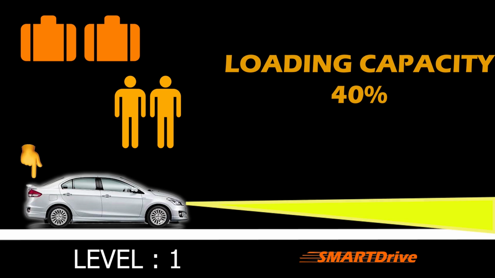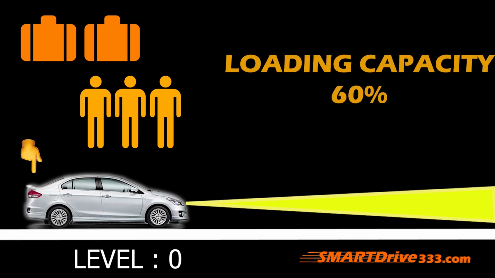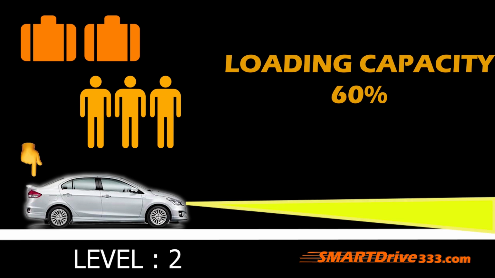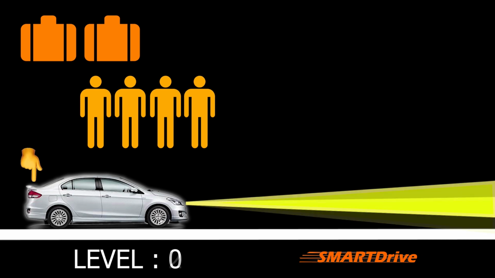Moving further, when we have 3 passengers and 2 luggage bags, there will be more weightage on the rear side of the car. Then it automatically raises the headlight beam height. So now level 2 will be more sufficient for these types of settings.